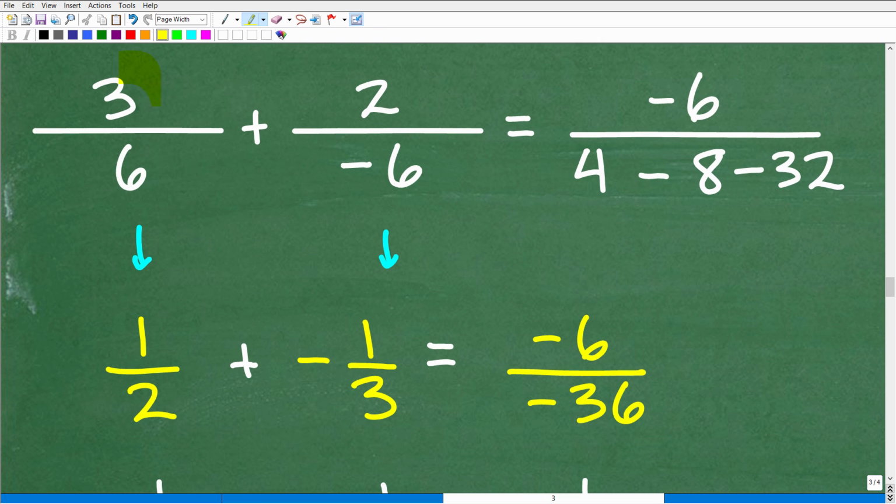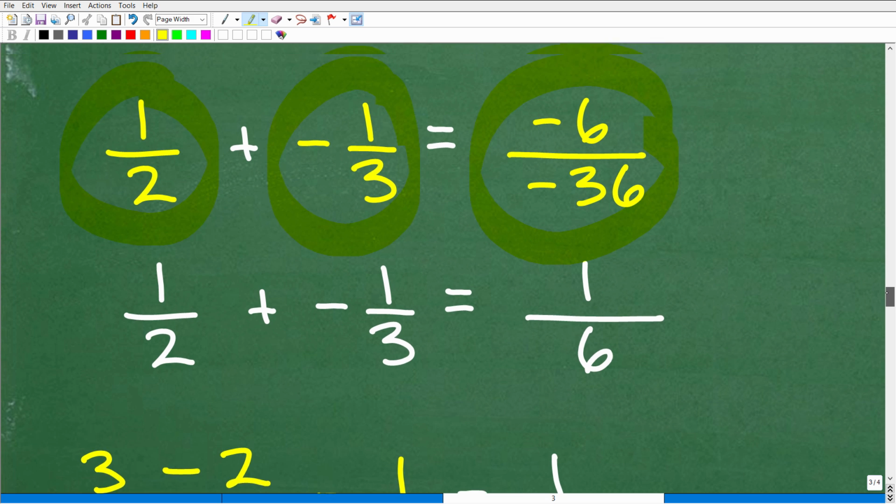So we have 3 over 6, which of course is equal to the fraction 1/2. 2 over negative 6 is negative 1/3 when we simplify this. And when I go ahead and clean up this denominator here, 4 minus 8 minus 32, that's going to be negative 6 over negative 36. You've got to be really careful here. A lot of number crunching going on.